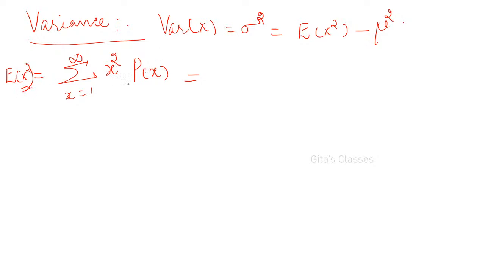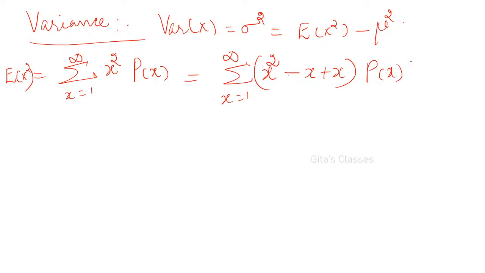Okay, Shivakumar, welcome. So E of x squared is here, whatever you have, that you have to write here. So x squared into p of x, sigma x varies from 1 to infinity. This x squared I am going to write by adding and subtracting x, so x squared minus x plus x, into p of x. P of x you write as it is, so that we will write later.